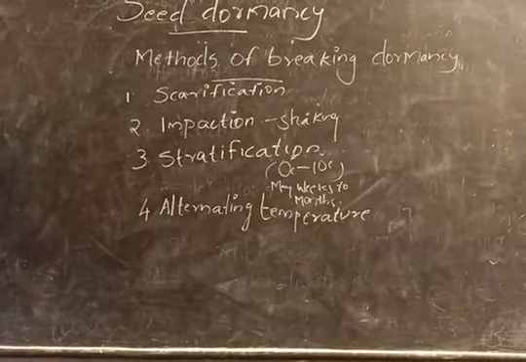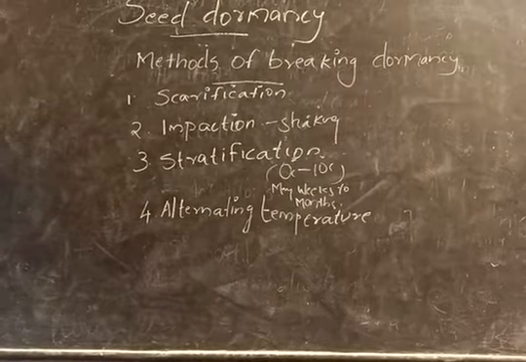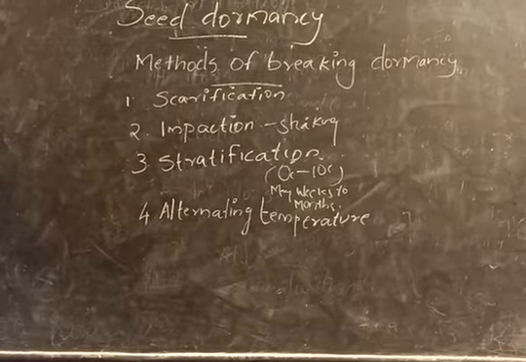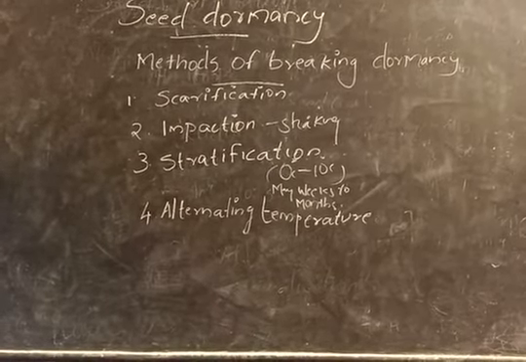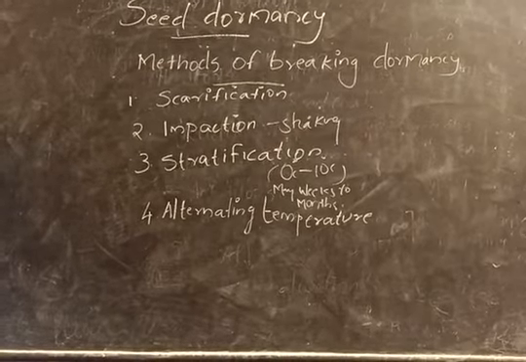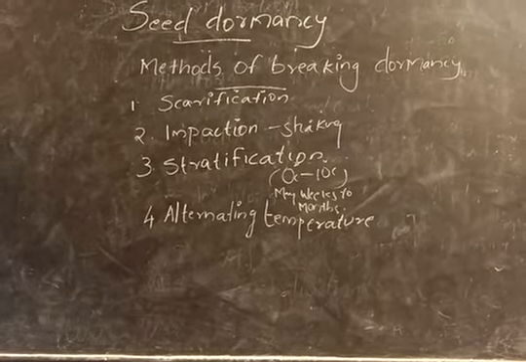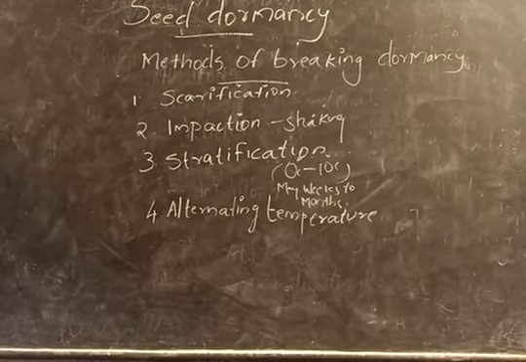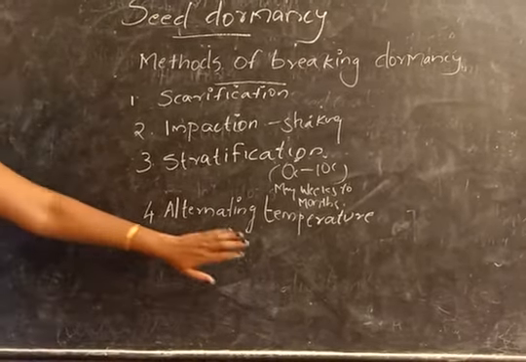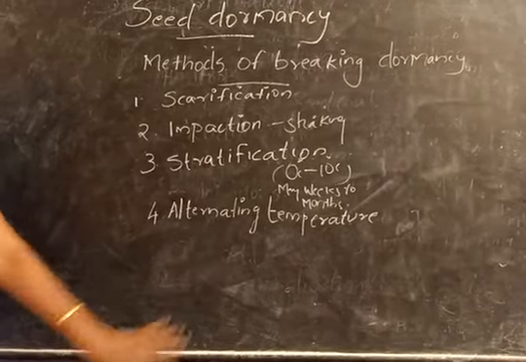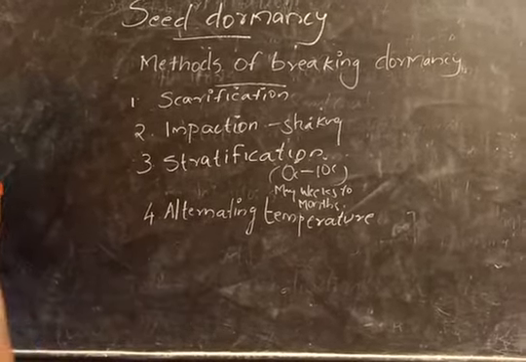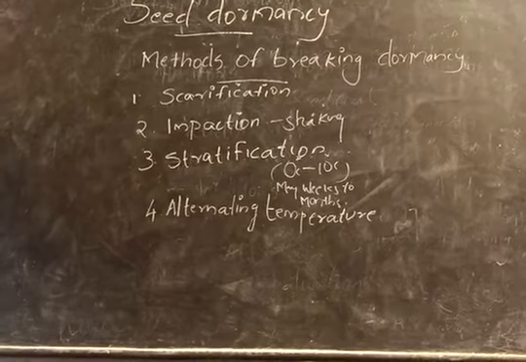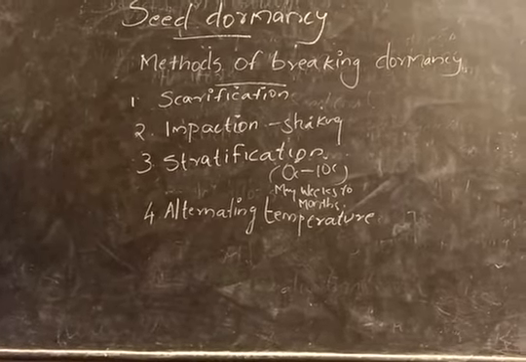And the fourth one is alternating temperature. Germination of some seeds is strongly promoted by alternating daily temperatures. An alternation of low and high temperature improves the germination of seeds. So some plant seeds require alternating low and high temperature for germination.